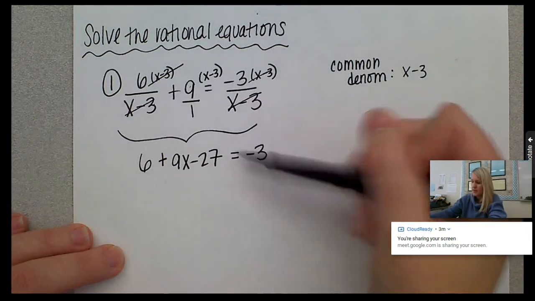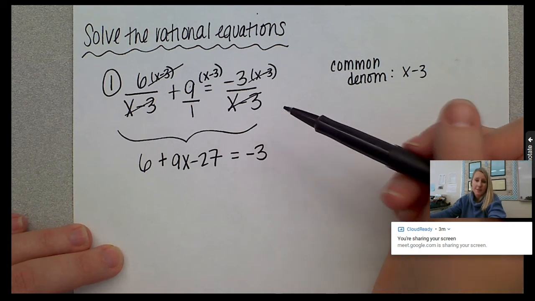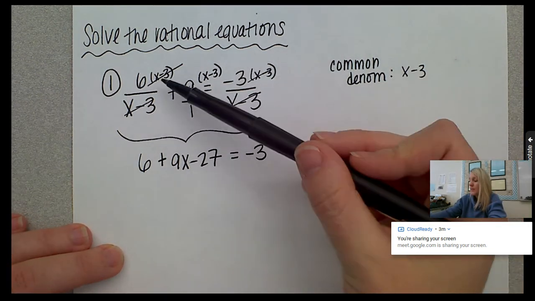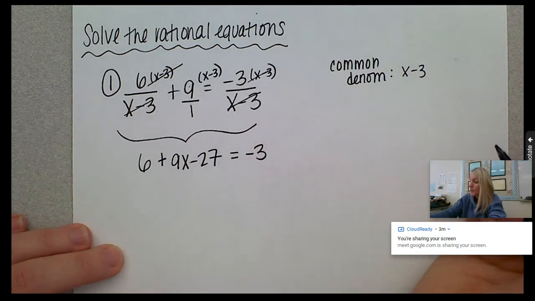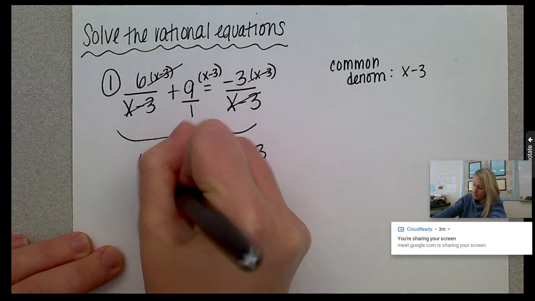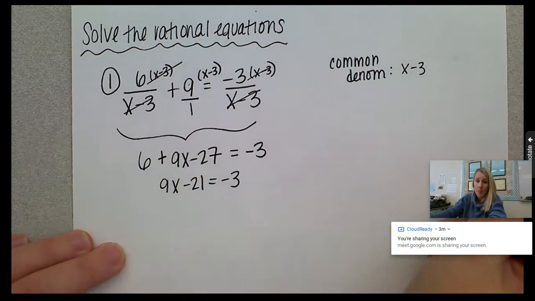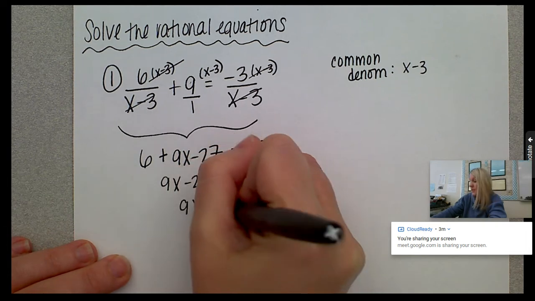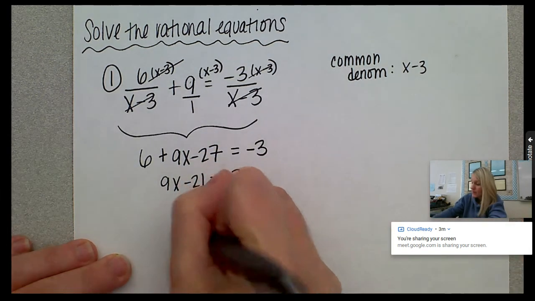So from here to here, this is looking way better, right? This is looking way more manageable to solve. That's always our main goal, make our life as easy as possible. And we do that by multiplying everything by the common denominator. That's going to cancel a lot of your fractions for you. Now let's actually solve it. If I combine like terms here, I get 9x minus 21 equals negative 3. If I add 21 to both sides, I get 9x equals 18. And when I solve that, I get x equals 2.